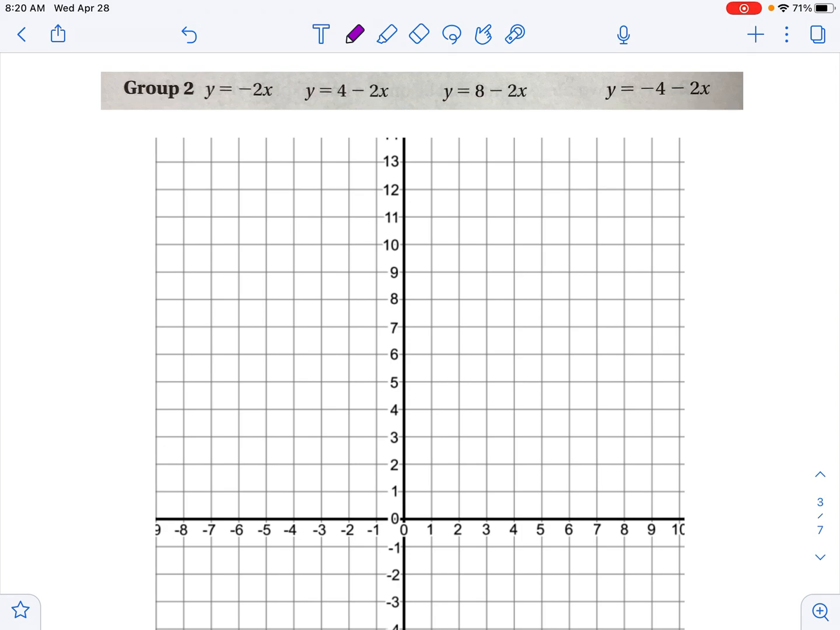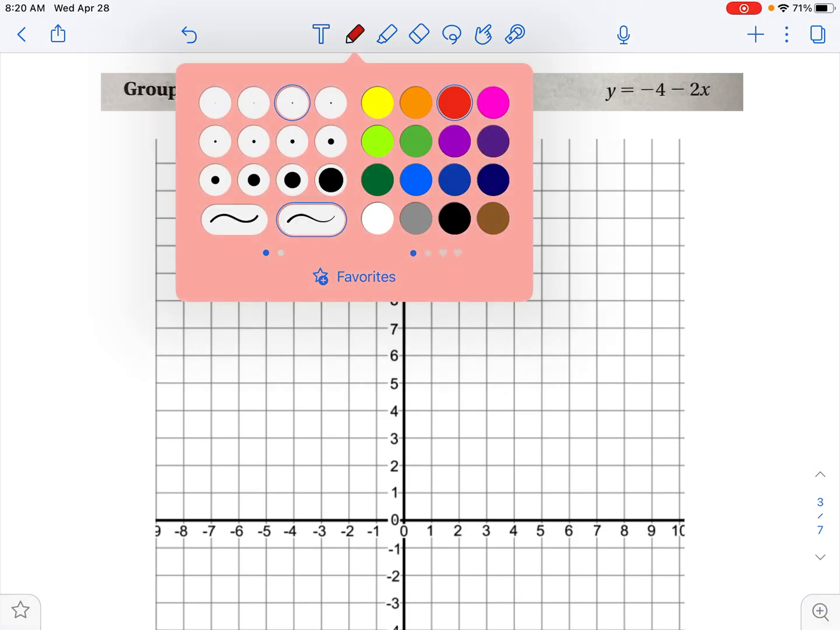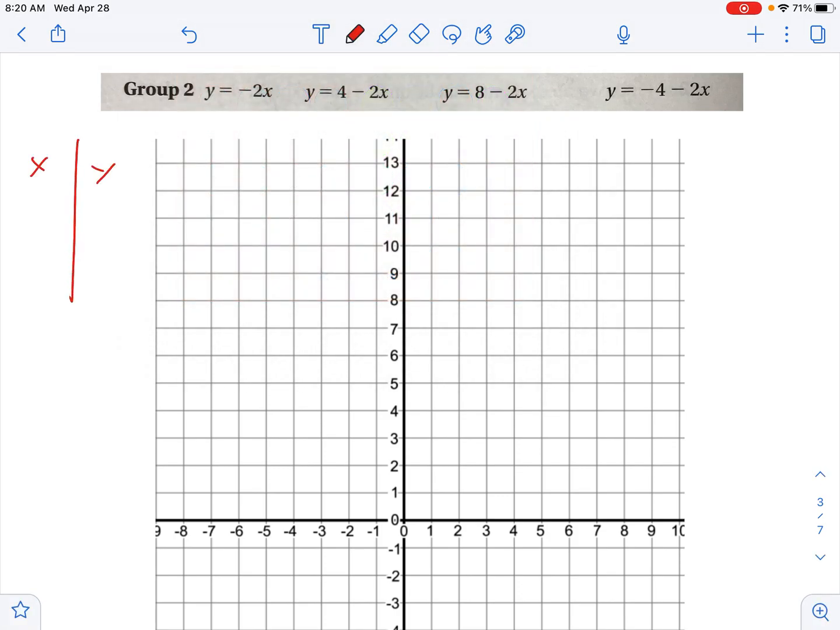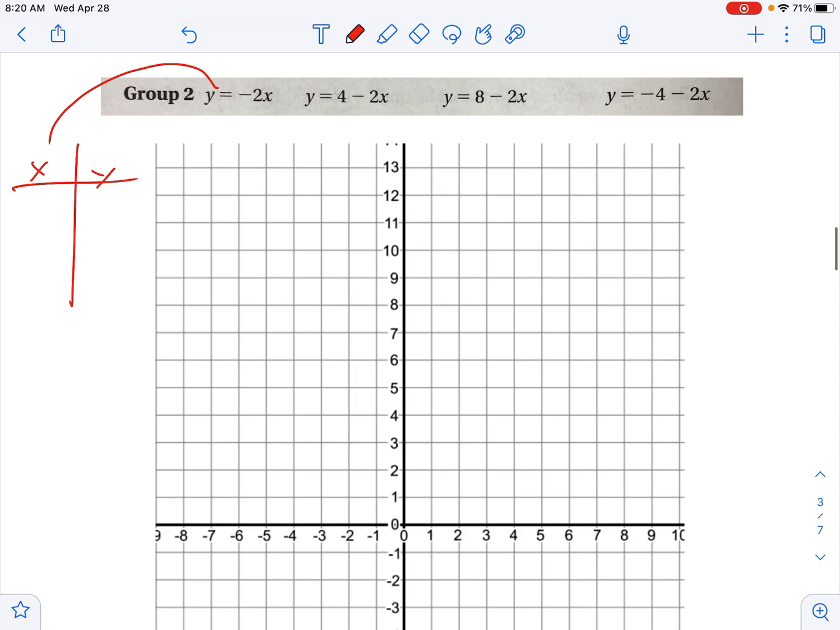Group 2. I'm going to do the same thing with t-charts. So let's build some t-charts. X, Y. Get some t-charts going. Let's start with this first one. When x is 0, y is actually 0. When x is 1, y is negative 2. When x is negative 1, y is 2.